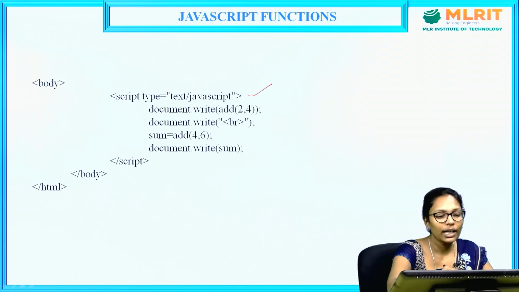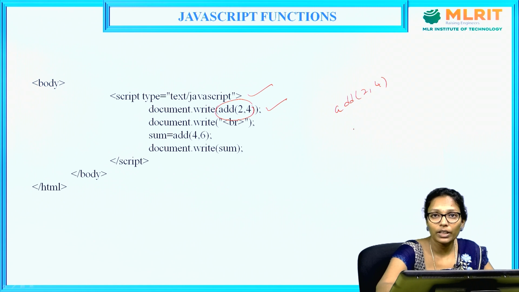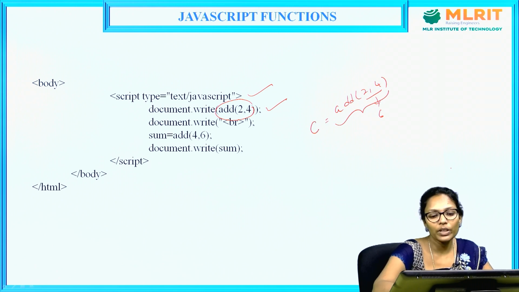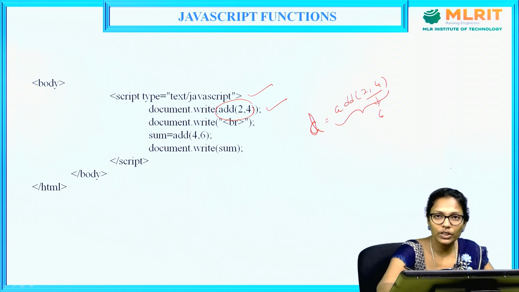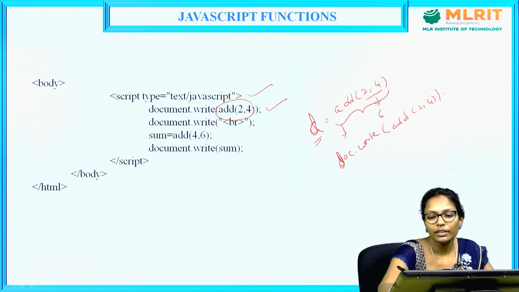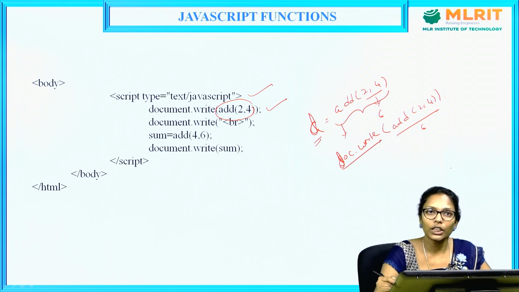In the body tag, again I'm opening the script tag, I'm calling the function. So what is the function you're calling? Add of 2, 4. We know add of 2, 4 will return some value. It will return the C value. What is that C value? It is 6. So whenever this function is returning something, you should hold that value in some variable, or else you can directly print that value. You can directly print whatever the function is returning using document.write.